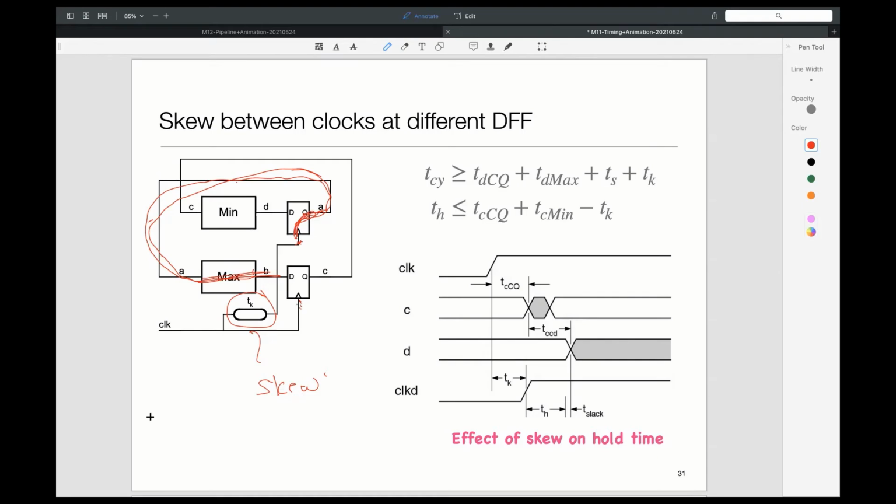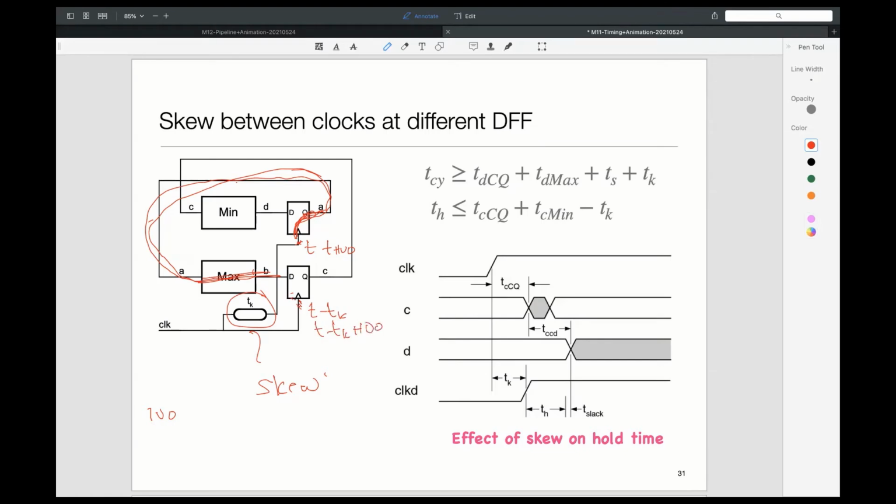But the clock edge here, let's say my clock period was 100 nanoseconds, and let's say the clock edge came here at t. The next clock edge here will come at t plus 100. But the clock edge here came earlier, right? It came at t minus tk. So the next clock edge will come here at t minus tk plus 100.